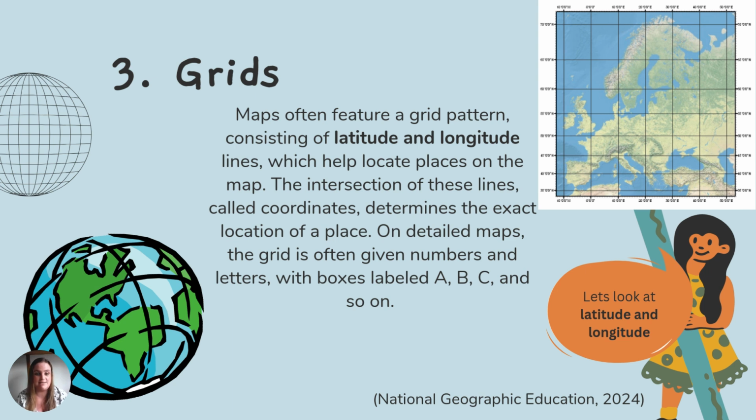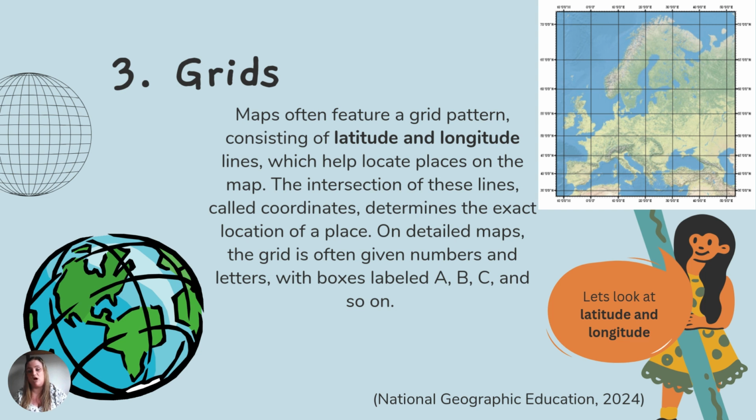Now, let's look at our grids. So, what is our grid and what do we use it for? If you've seen a map, you can see that maps often feature a grid pattern consisting of latitude and longitude lines, which help locate places on the map. The intersection, when lines go like this or like this, these lines called coordinates determine the exact location of a place on detailed maps.